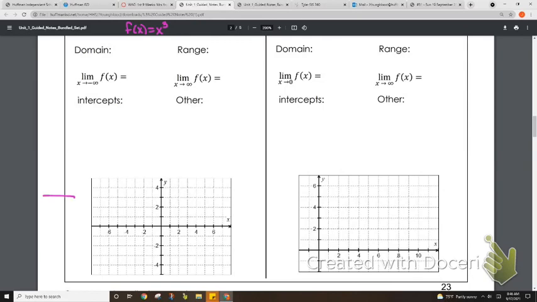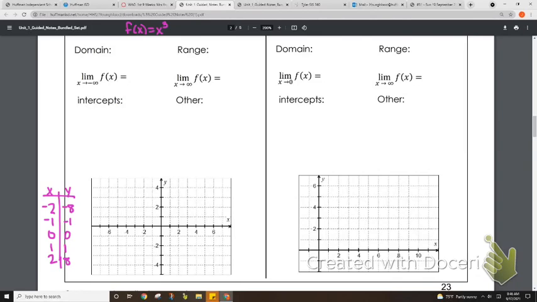So when I go to graph this, I'm going to pick some x values. Again, I'm going to pick my -2 to +2, and I'm going to plug those in. So -2 cubed is -8, -1 cubed is -1, 0 cubed is 0, 1 cubed is 1, and 2 cubed is +8. And so we can graph those ordered pairs.